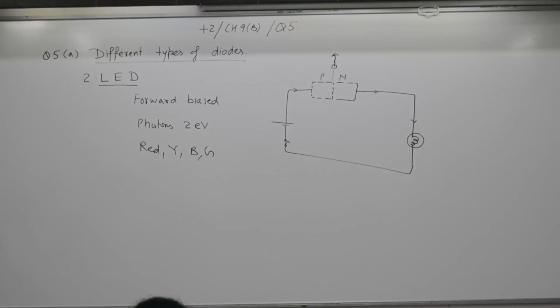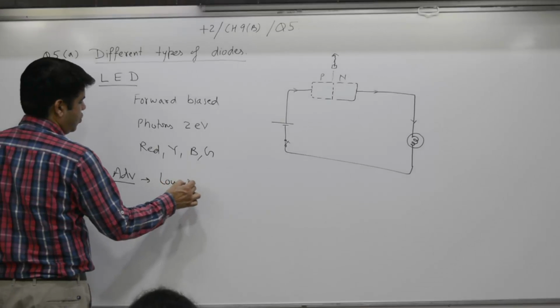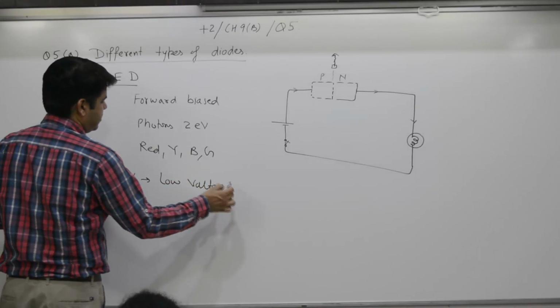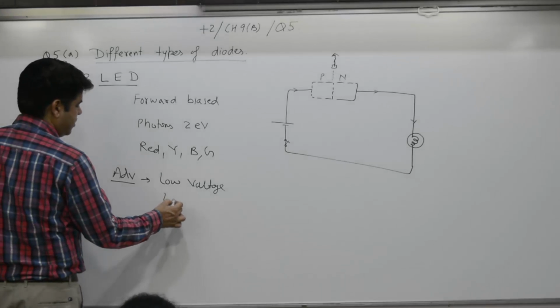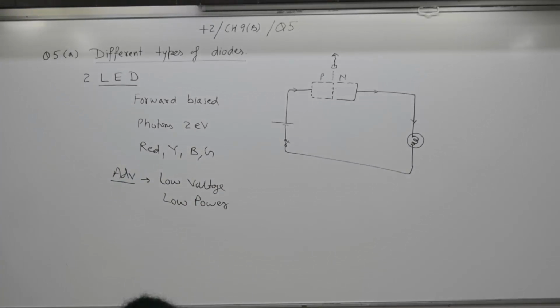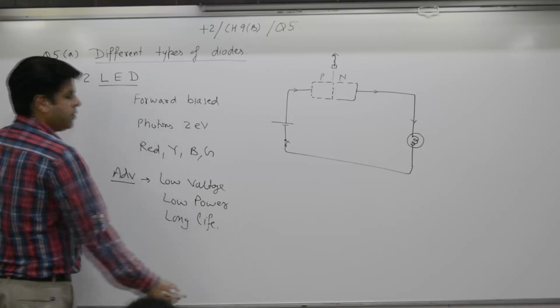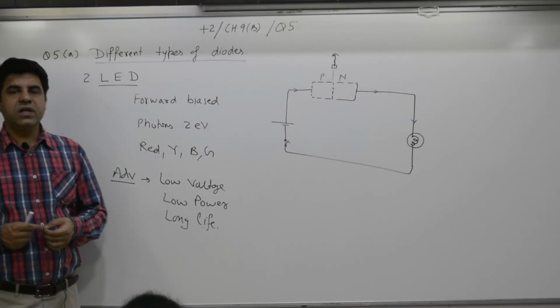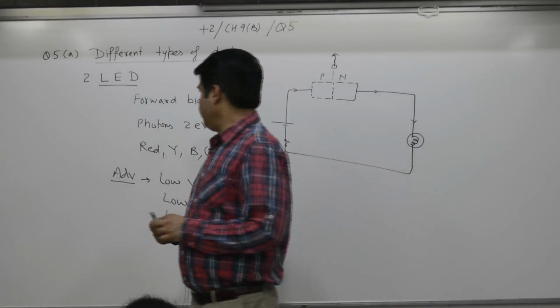LED has advantages. They can operate on low voltage, 1, 2 volts, low power, so energy consumption is low. Then fast action, monocolor, and long life. These are some of the advantages of LED, light emitting diodes. Time with you is 4 minutes.